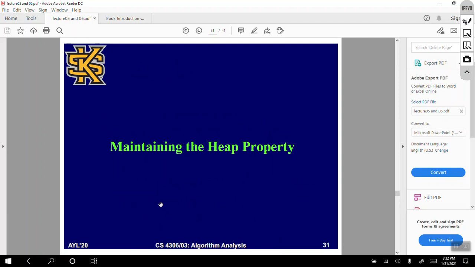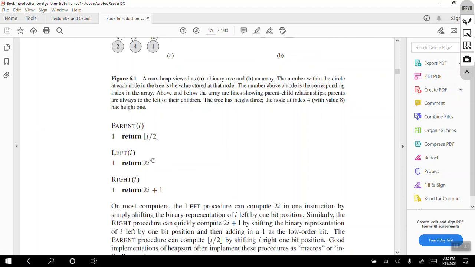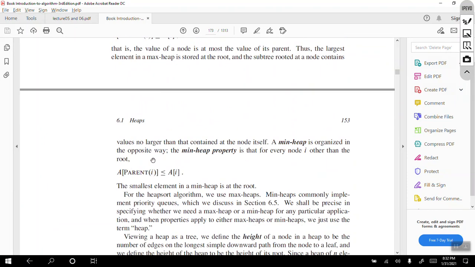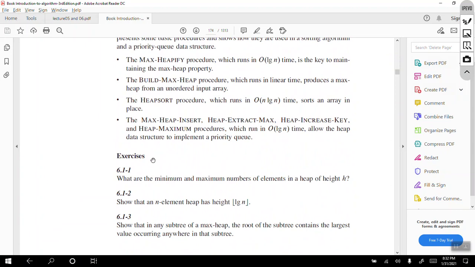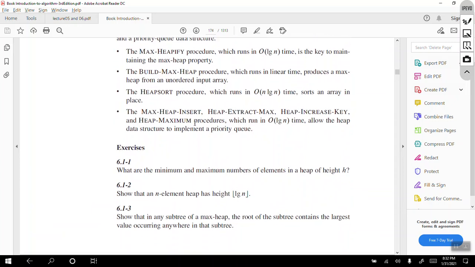Now how do we maintain the heap property? I think we can scroll this book, so I'd like you to read the book also. Actually there are two kinds of heap, called max heap and min heap. Max heap is used for implementing heap sort, but there is another one called min heap. We're not discussing that here.